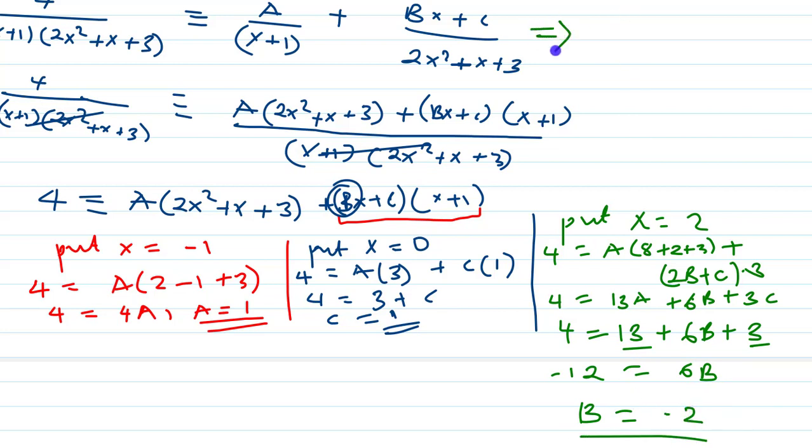Alright, I will now write my partial fractions here. A is 1 divided by x plus 1 plus b, which is -2x. Okay, b is -2, and then plus c is 1, so I'll just write this as 1 minus 2x, divided by 2x squared plus x plus 3. So there we go. In the next video, I will look at the third type of partial fractions where the denominator has repeated roots. So let's continue.